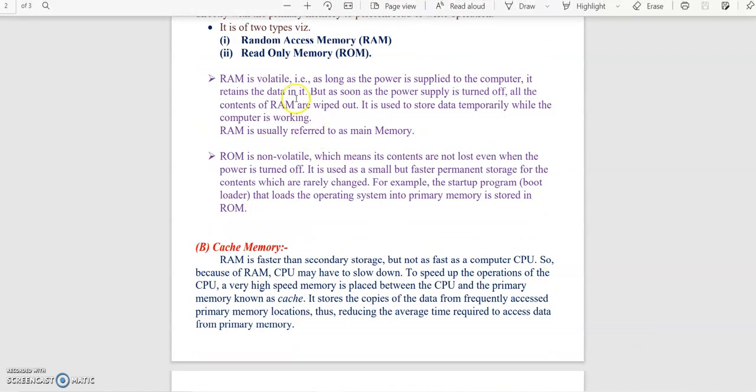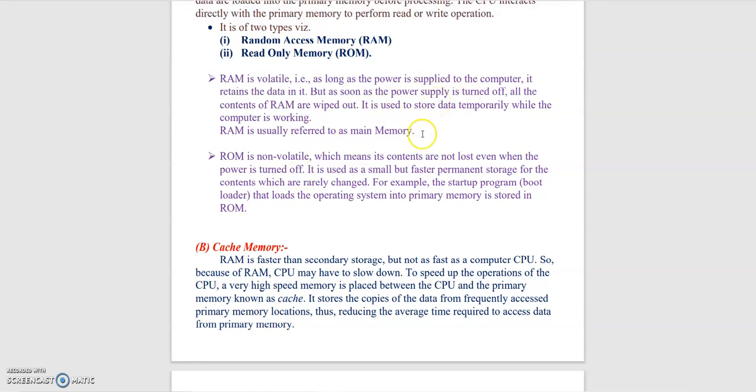We said RAM is volatile, ROM is non-volatile. RAM cannot keep your data, store it, it wipes it off, but the ROM keeps your data. Even if your laptop or your computer is turned off, the contents, the data are not lost. Okay? It is a faster permanent storage and we can hardly change the settings. Now for example, the bootloader.